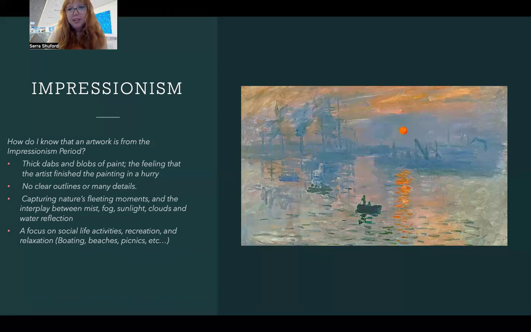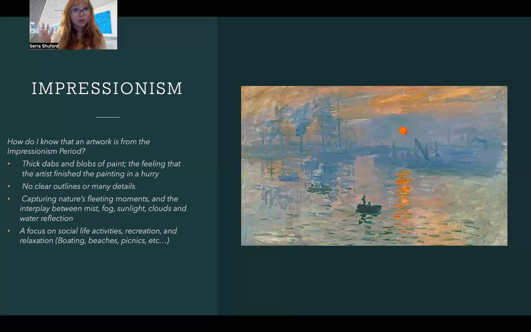So some qualities that the impressionist artists try to use to make us feel that way are thick dabs and blobs of paint, feeling that the artist finished the painting in a hurry, which was kind of intentional and kind of not intentional because they were doing the plein air paintings and they were painting as these moments were actually fleeting by, like a sunset or a sunrise. But they also wanted it to feel like that is a quick thing that happens.